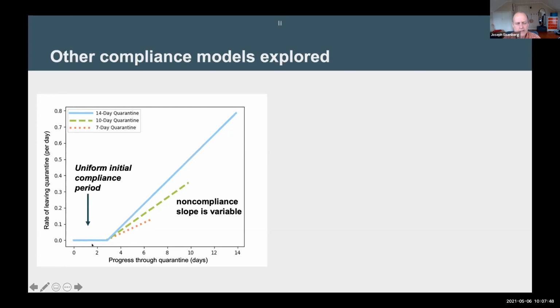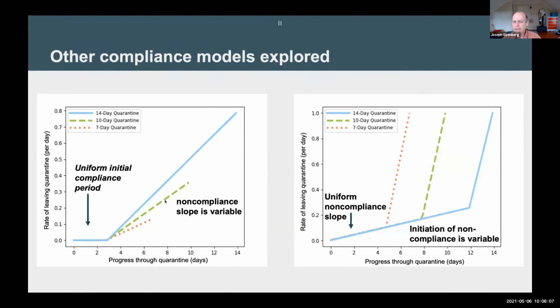There are also other models we've looked at as more of a sensitivity analysis, where here the assumption is there's uniform complete compliance early on, that no matter what duration you're asking somebody to quarantine, people will by and large comply early on, and then there'll be this increasing non-compliance slope that's variable depending on the recommended quarantine time.